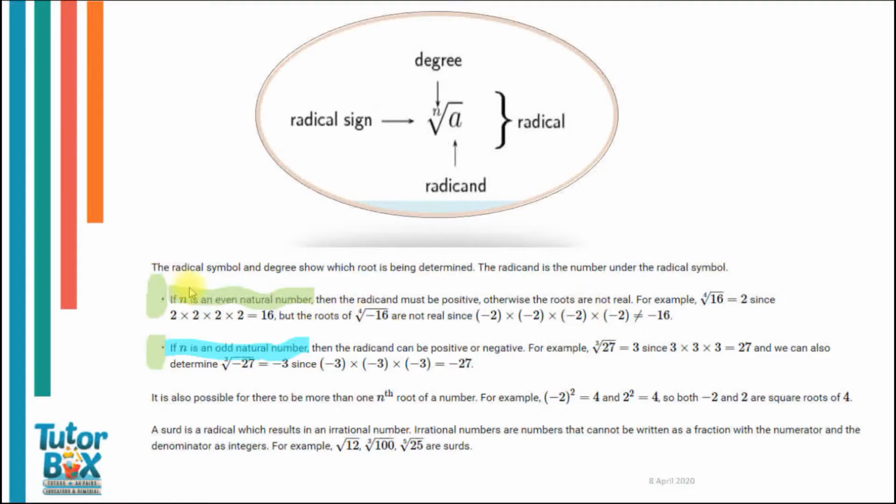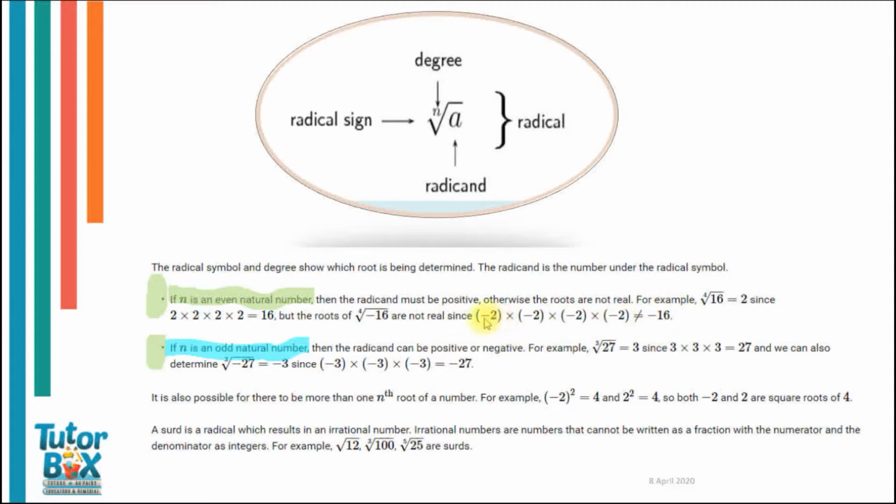Right, so here they're saying if n is an even natural number, then the radicand must be positive. Otherwise, the roots are not real. For example, the fourth root of 16 is 2. But if I take the fourth root of minus 16, it is not real, since minus 2 times minus 2 times minus 2 times minus 2 is not 16.